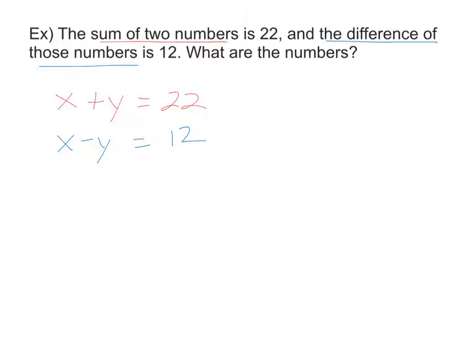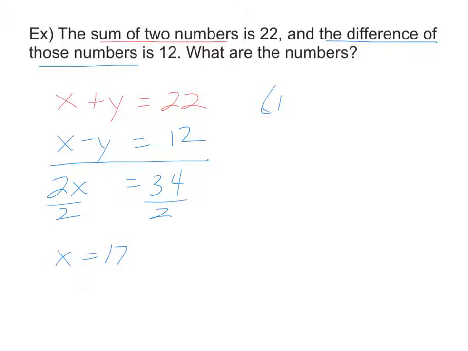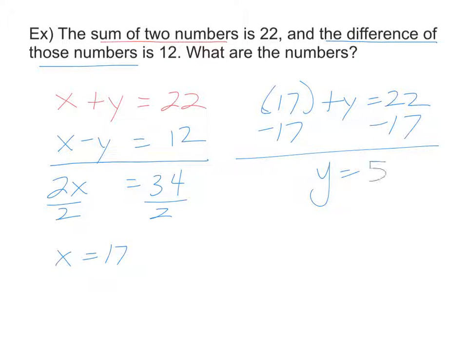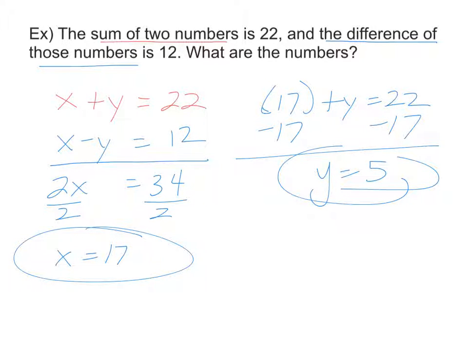Well, notice I have a system of equations here, and I have a positive y and a negative y. So I can just add straight down, and when I do that, I get 2x equal to 34. So I divide by 2, and x is 17. So that means my first number is 17. I can plug that back in to the top one, 17 plus y equals 22. I subtract my 17, and y equals 5. Again, I can check that. 17 minus 5 is also 12. 17 plus 5 is 22. So therefore, my two answers work out.